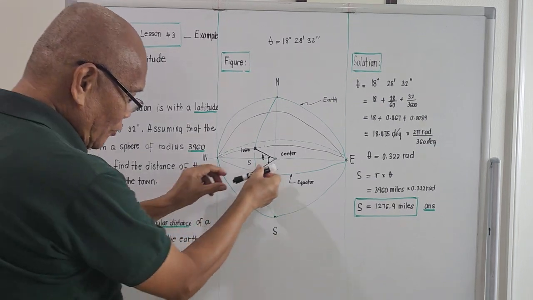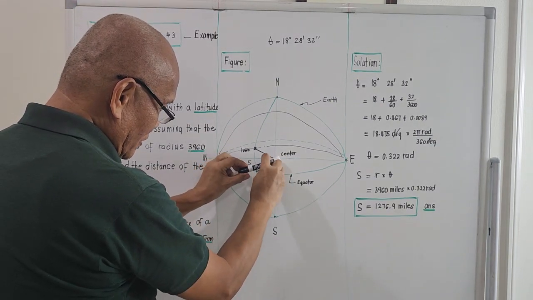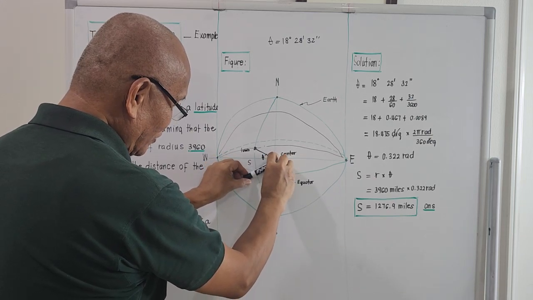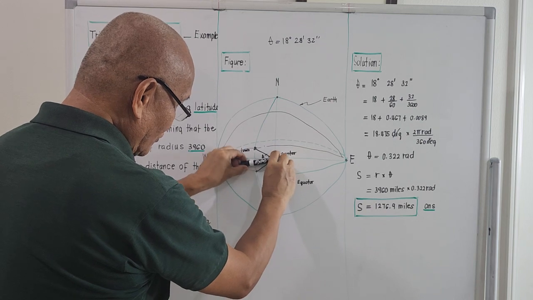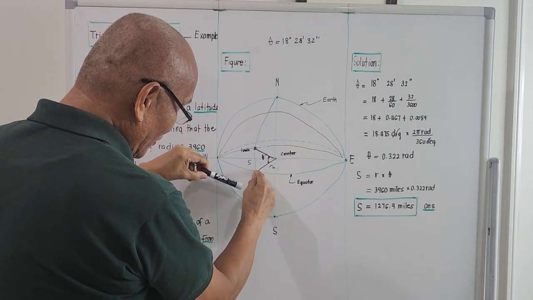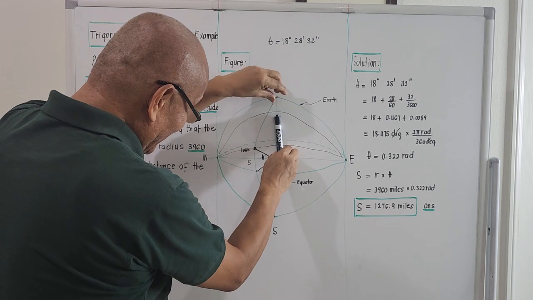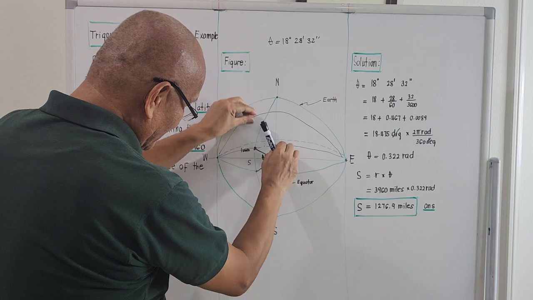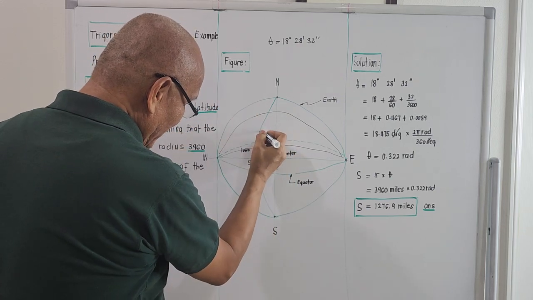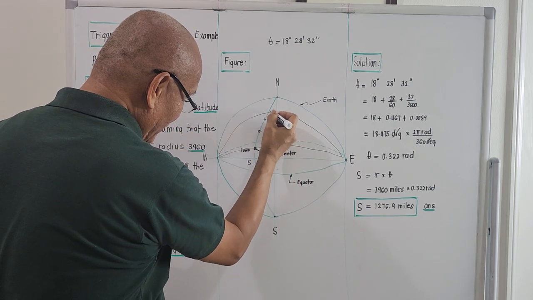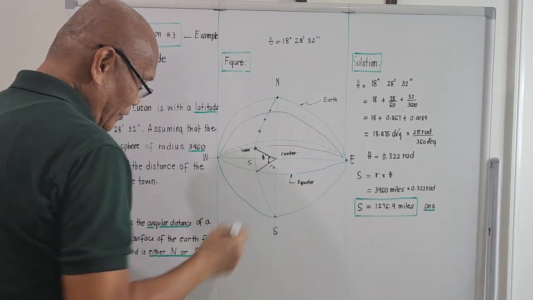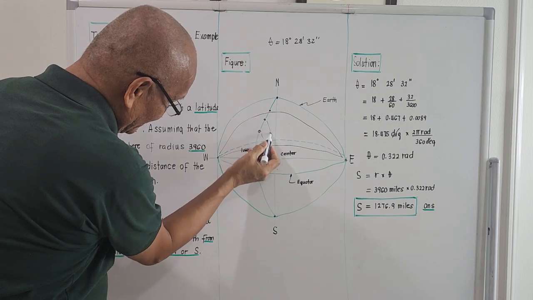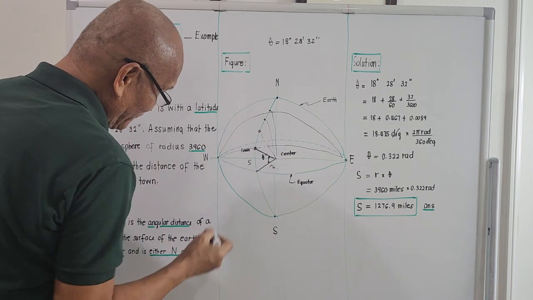With respect to the equator, the latitude is north, right? So the angle should go up from the equator to the North Pole. But this was the location of the town. It's not here. It could be here, maybe. It depends. It could be here, or it could be at the North Pole, right? So there are different angles that will be coming out.